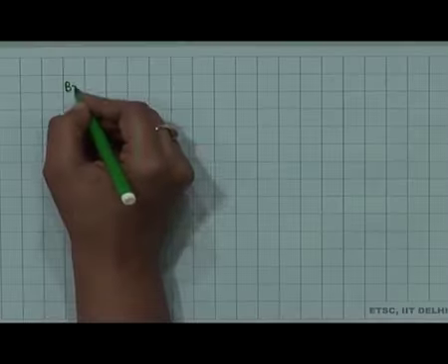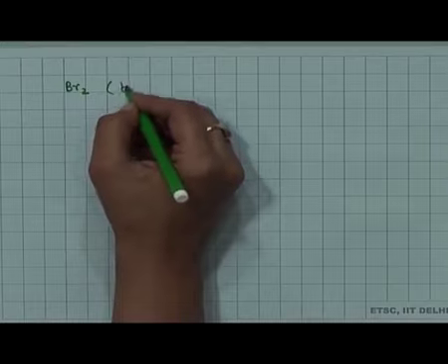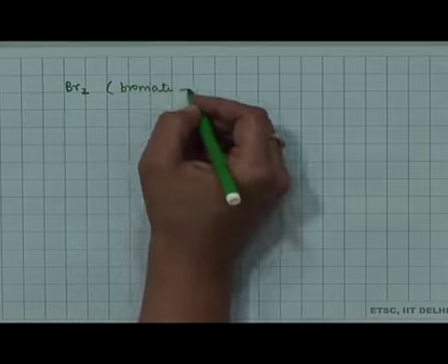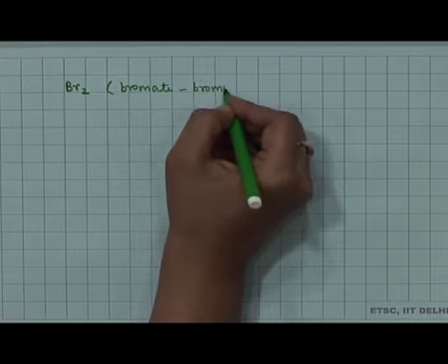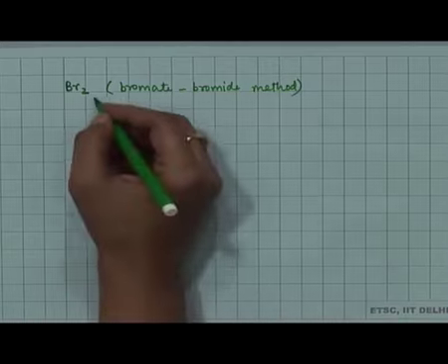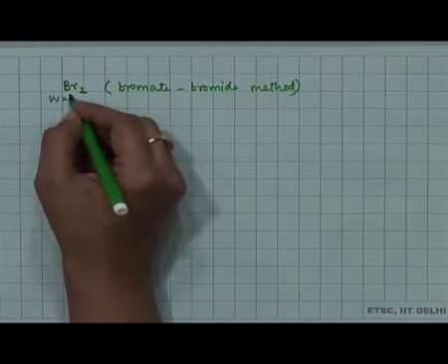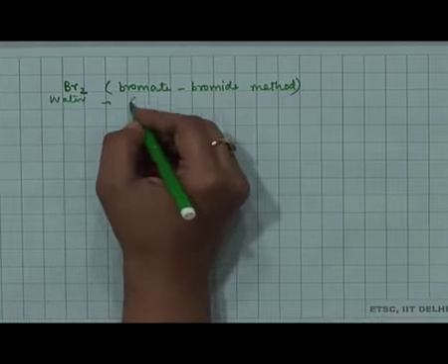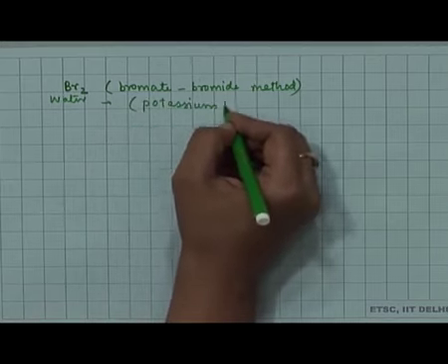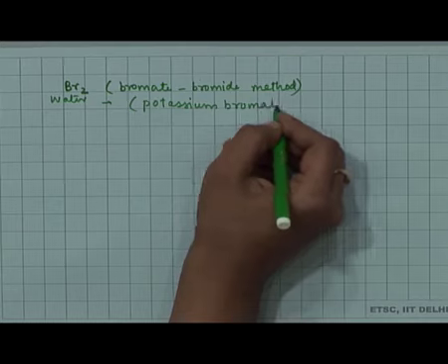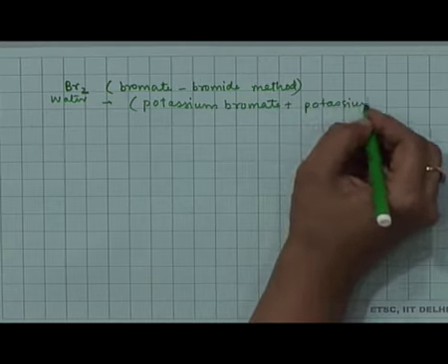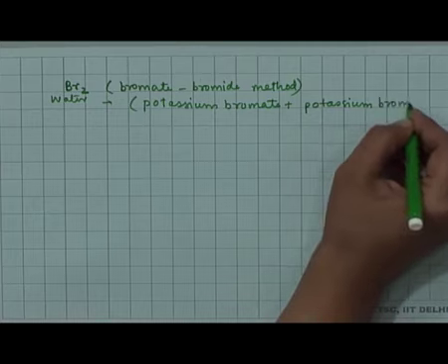And this bromine reagent that we are using, the source of bromine generation, we call the bromate bromide method. So, the bromine water that you are using comes from a mixture of potassium bromate plus potassium bromide. So, it is a bromate bromide method.